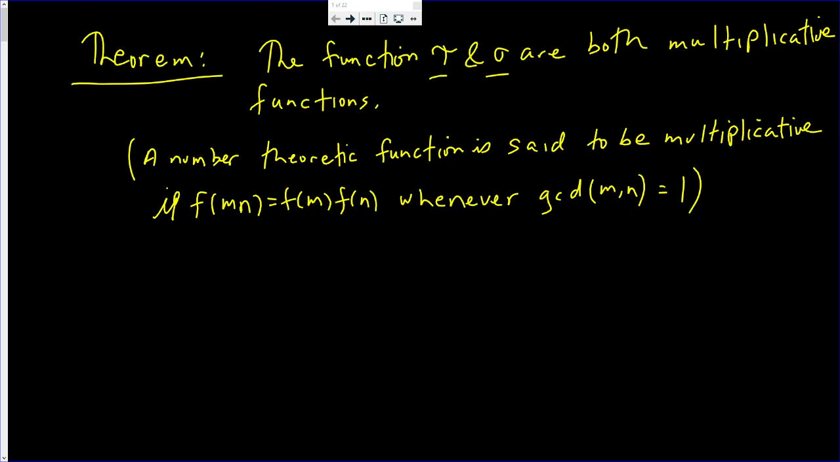In this video, I'm going to prove the following theorem. It goes on to say the functions tau and sigma are both multiplicative functions. I need to prove that. What is a multiplicative function? Well, if f of m times n is equal to f of m times f of n, whenever the GCD of m and n is 1, you have a multiplicative function.